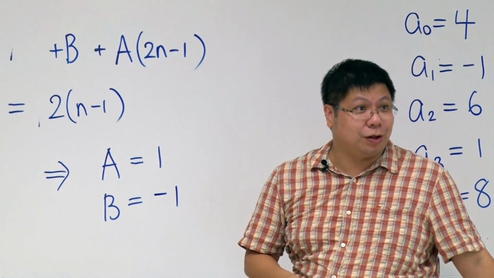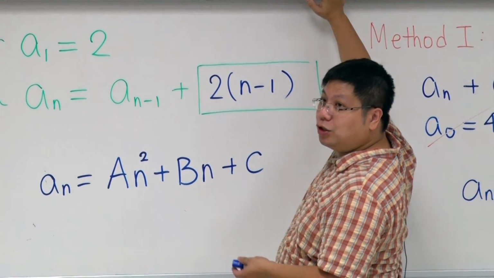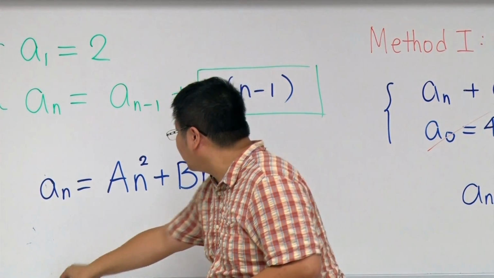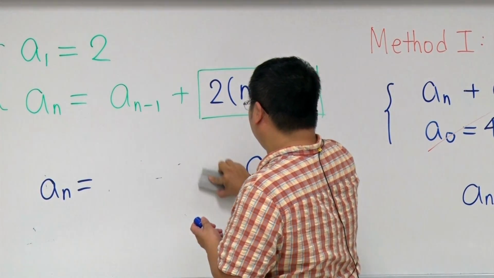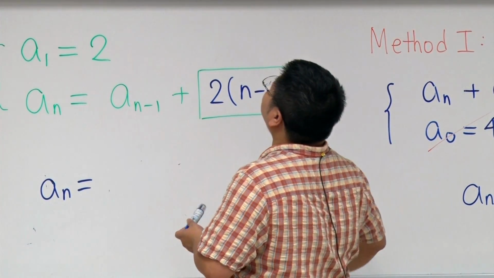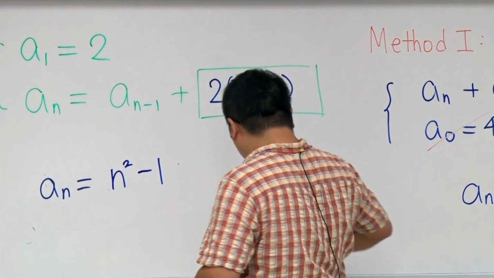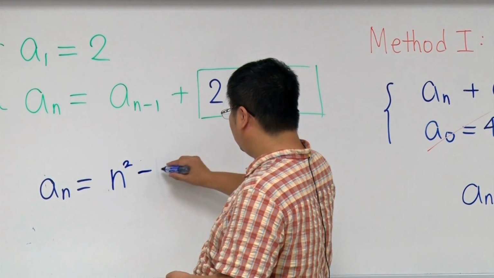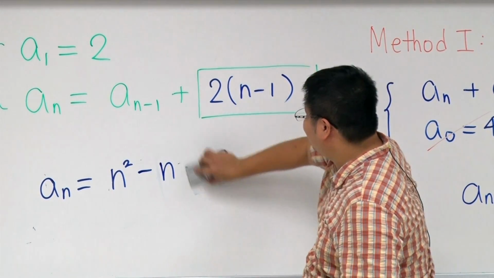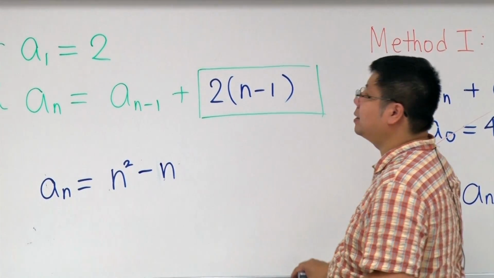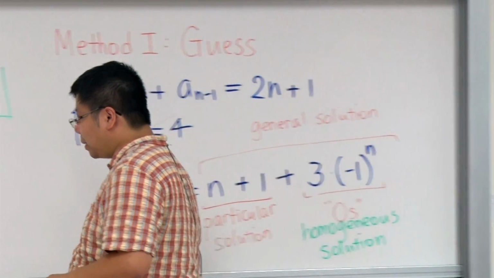So we get a particular solution. We know that this particular solution will fit this whole thing. So by guessing that an looks like this form, we get a particular solution. This particular solution is going to be 1 times n squared, minus 1 times n, so minus n, plus c. For any c, make it 0. Okay, so this is a particular solution.